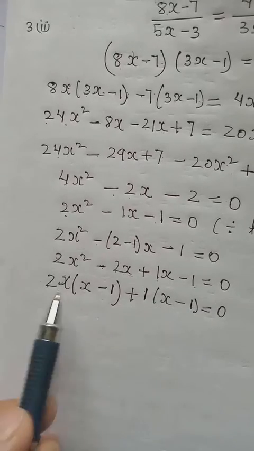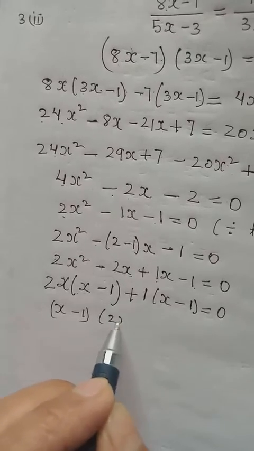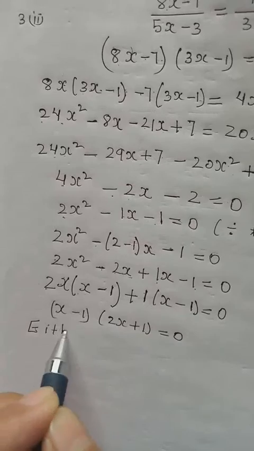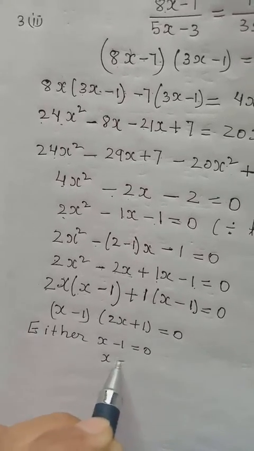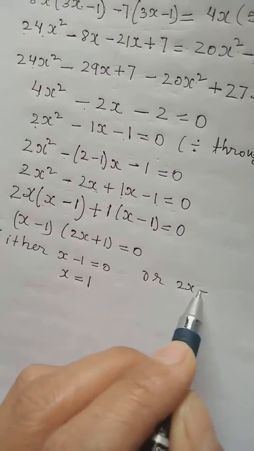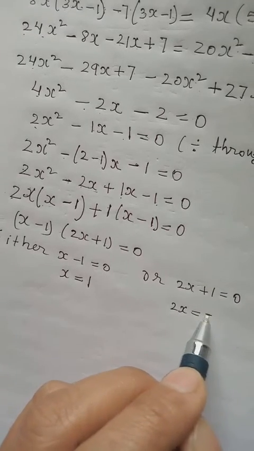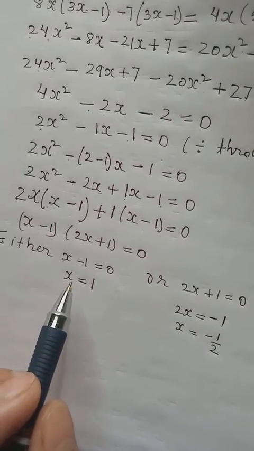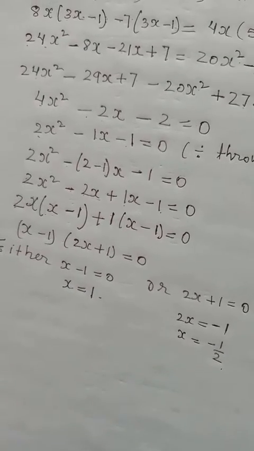So now these two, they are the same. We can take common: 2x plus 1 equals 0. So now we can do either or. Either x minus 1 equals 0. This is minus. Bring this side, we get plus. So one value of x is 1. Another one: 2x plus 1 equal 0. So 2x, this is plus. Take this side, it becomes minus. x equals minus 1 by 2. So that means the two values of x are x equal to 1, x equal to minus 1 by 2. So we get the value of x, finish.